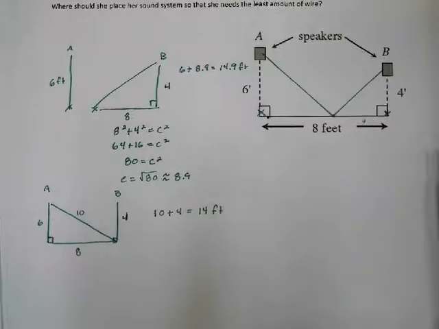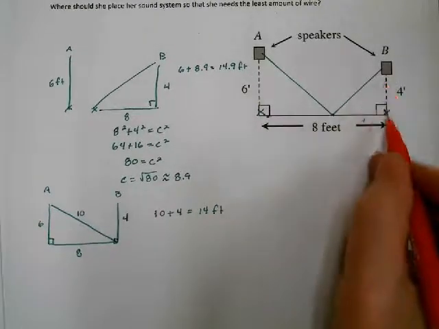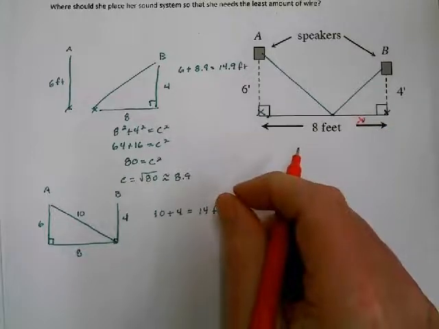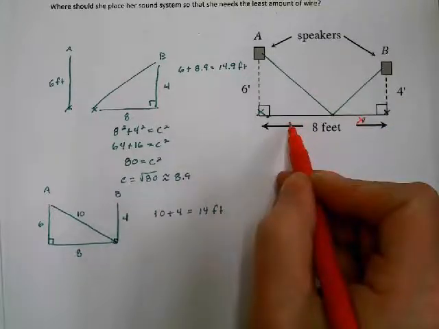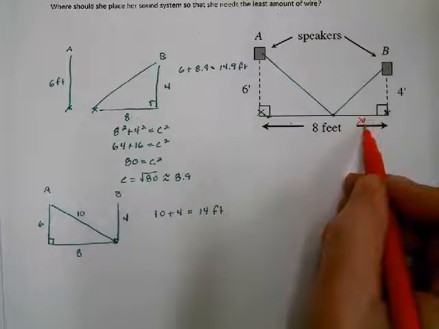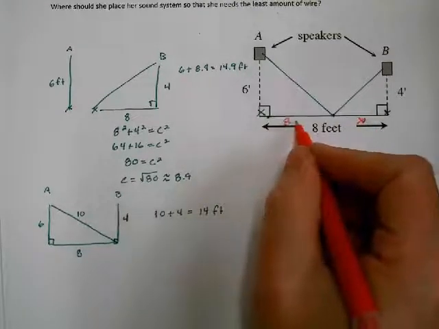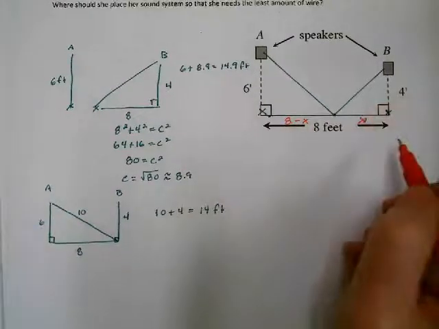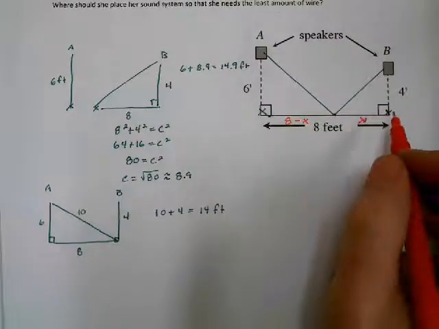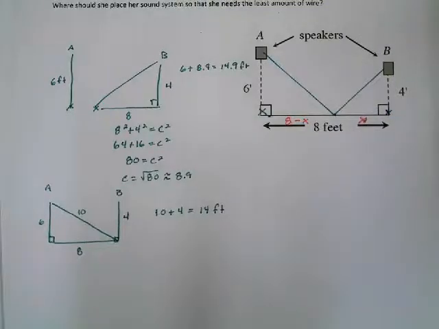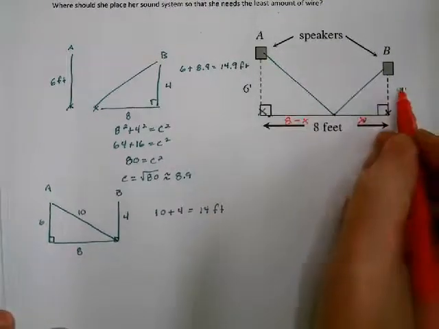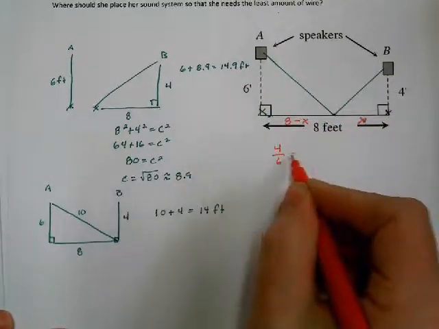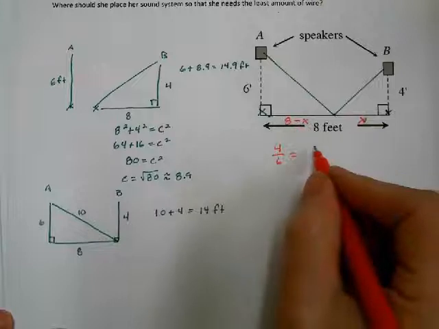All right, I want to know how far away from here this needs to be. So I'll call this part X. And then this part would be 8 feet minus whatever X is. So I'm going to call this 8 minus X. So at this point, we're going to do a proportion. So 4 over 6 is proportional to X over 8 minus X.